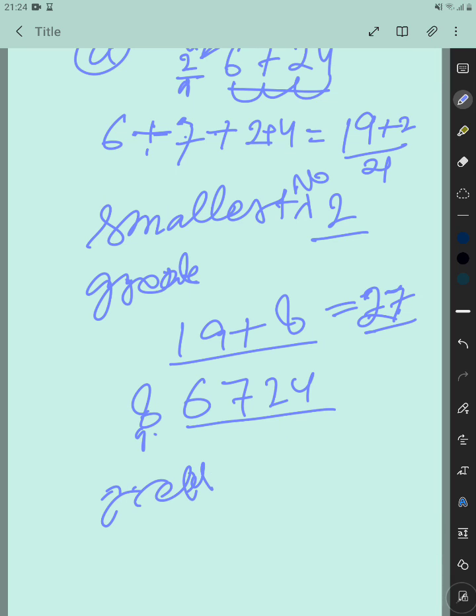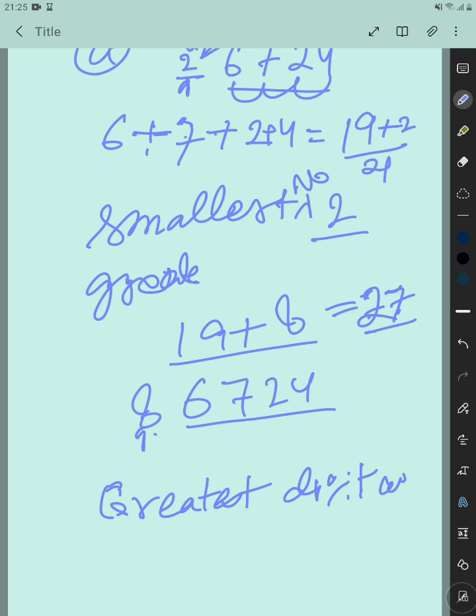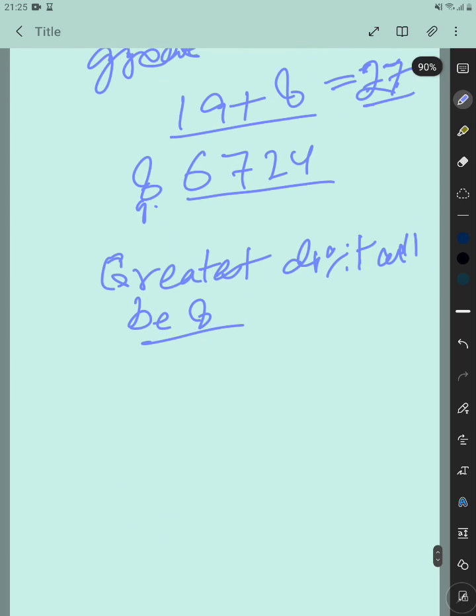Sorry, I am writing something wrong. I think you are getting the point, because understanding the question is very important. The greatest digit will be 8. This is the A part.